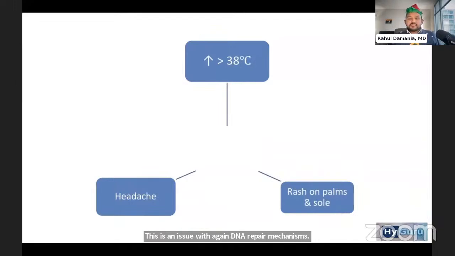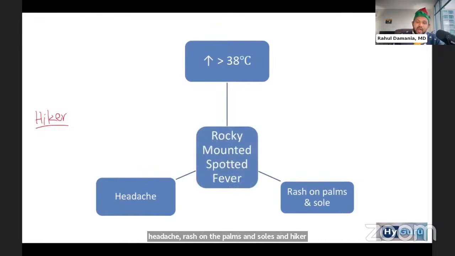All right. A temperature that is high, headache, rash on the palms and soles, and I will also give you another clue, hiker. What do you think is the best answer here? Fever, headache, rash on the palms and soles, and hiker? Exactly. Rocky Mountain Spotted Fever. Very good.